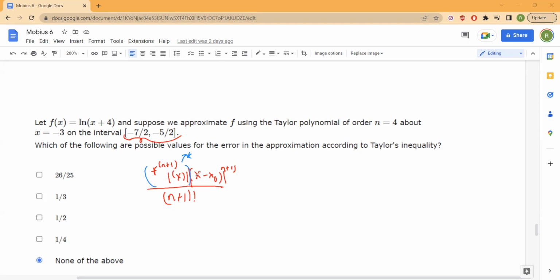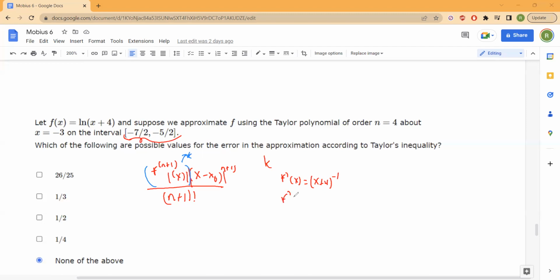So what we need to figure out, if we want to figure out what our k is, we need to think about our derivatives. How do our derivatives look? So then why don't we just start playing around and see how the derivatives of ln(x + 4) look like. So then the first derivative, f prime of x, is equal to (x + 4) to the power of -1, or 1 over x + 4.